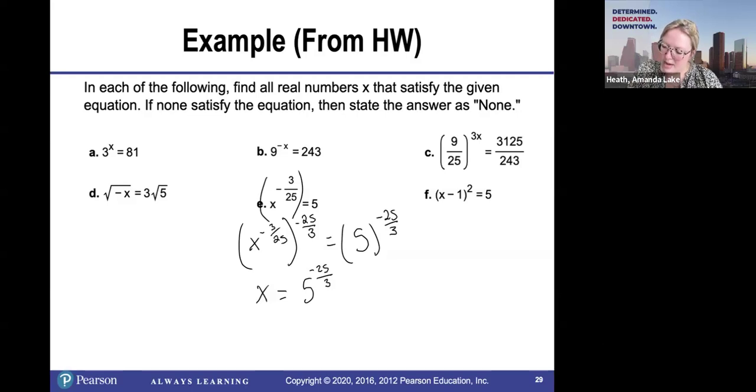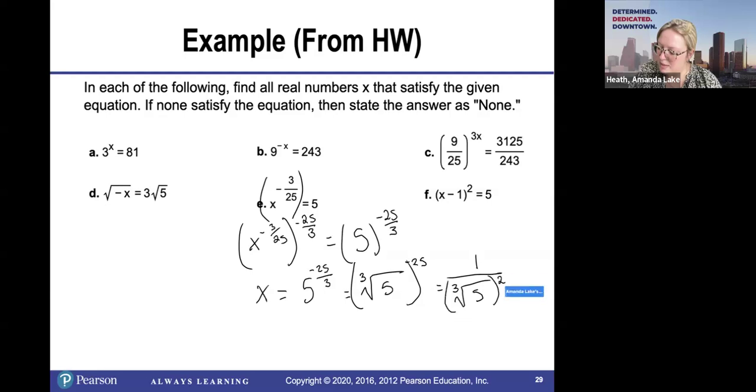So 5 to the negative 25 over 3 power is the cube root of 5 to the 25th power, and that's actually, excuse me, negative 25. So that's 1 over the cube root of 5 to the 25th power. So that is what our x needs to be.